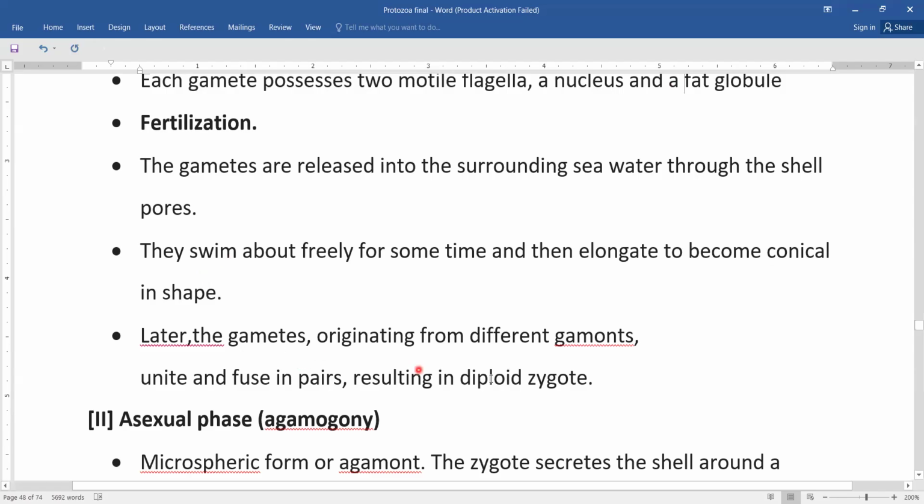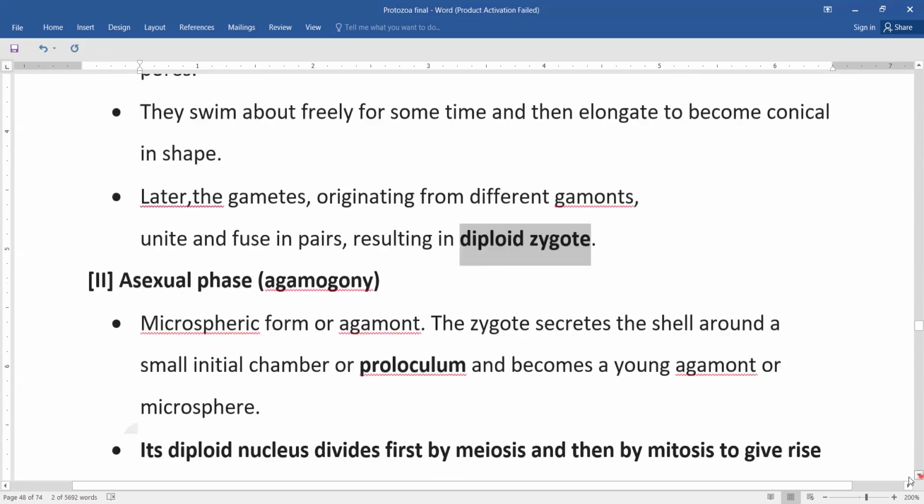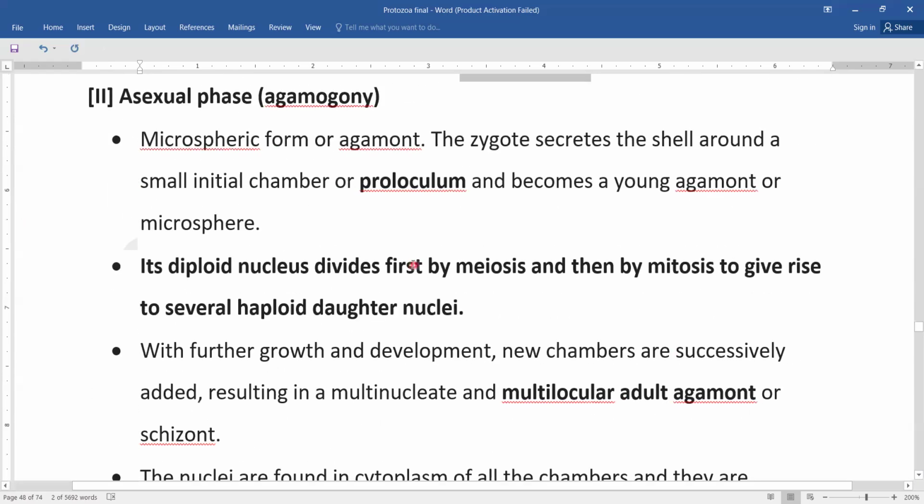Later, the gametes originating from two different megalospheric forms are united and fused in pairs, resulting in a diploid zygote. A zygote is formed. And then agamogamy. So in the microspheric form or agamont, the zygote secretes a shell around its cytoplasm.